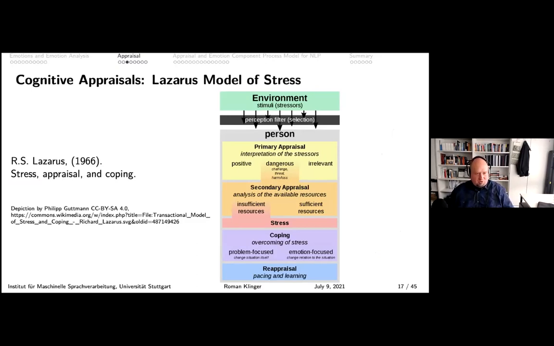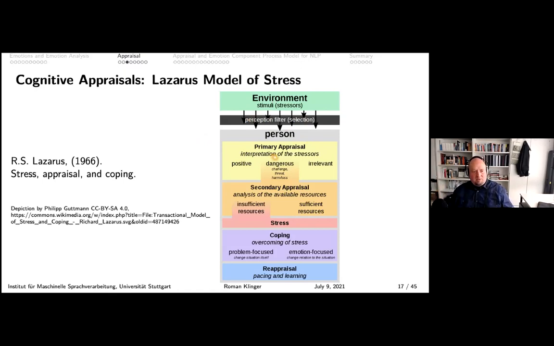And because it's so specific, it's a nice first look into appraisal theories. And it's also pretty old, actually. So what we have in this Lazarus model of stress, which I would consider an appraisal theory, we have a stimulus. This is the environment. He calls this environment, but it could also be seen as an event. And then this is perceived by a person. It could also be filtered away, but let's say the person decides this is relevant. The perception doesn't filter this away.